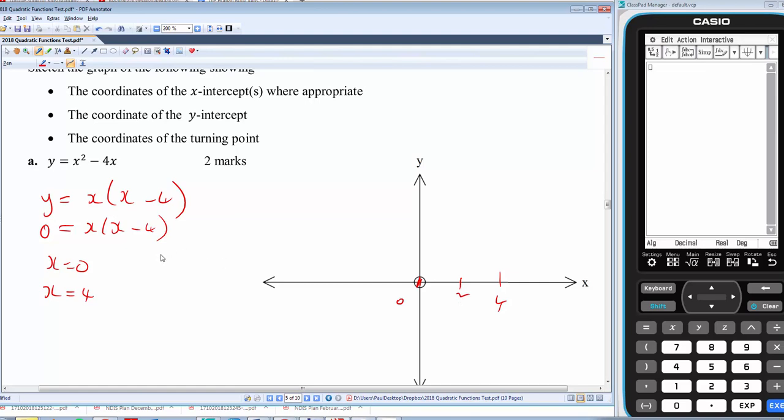I know that the axis of symmetry is going to run along this line here. Alright, so I've just got to find out what the y value is. So I'm going to substitute it into the formula. So y equals 2 squared take away 4 times 2. Y equals 4 take away 8. Y equals negative 4. So the turning point is going to be 2, negative 4.